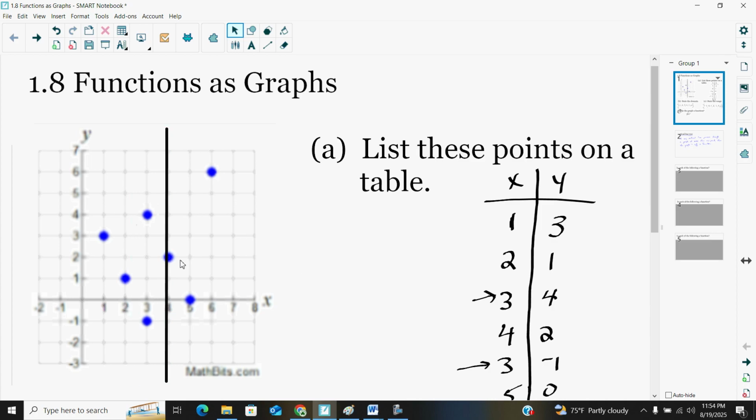Only one time it has an x value of 4. But 2 times it has an x value of 3. And remember, for it to be a function, each x could only have one y. Well, the x value of 3 has two y's, -1 and 4. So that's why the vertical line test works.